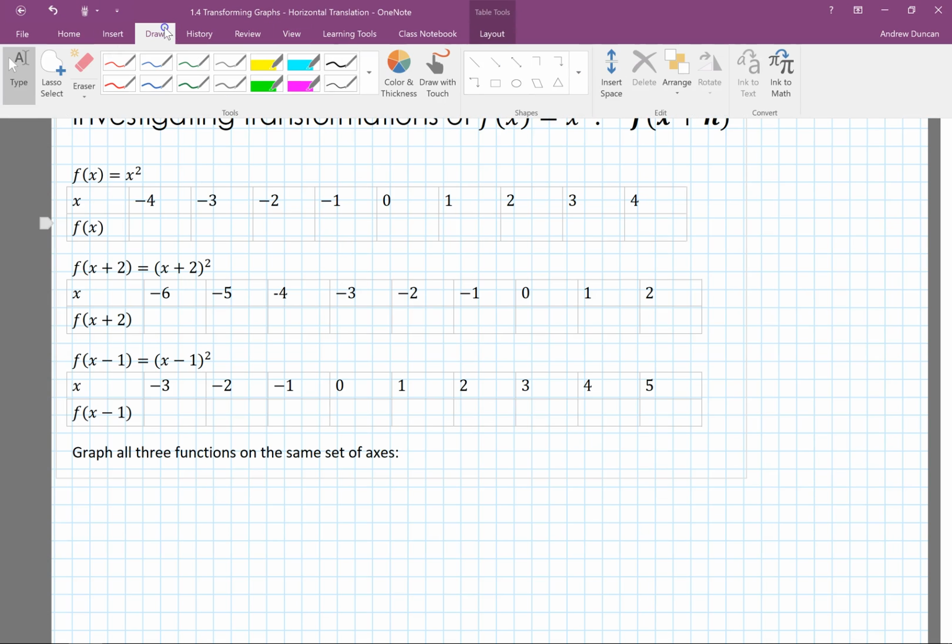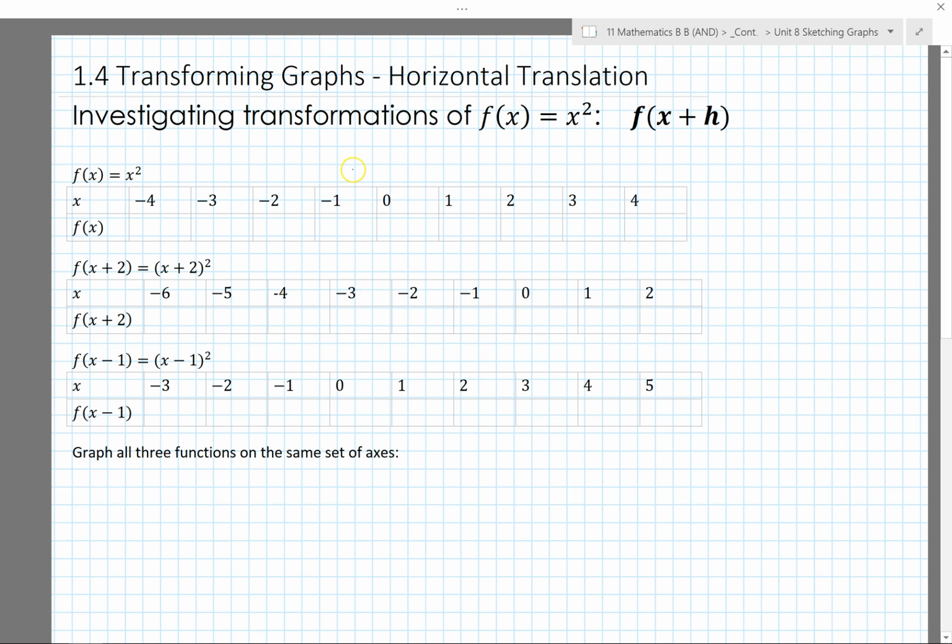We're looking at horizontal translation, where we've got f of x plus h, which probably brings back nightmares for some people. So I'm looking at what x plus h squared looks like. Again, looking at these three curves.